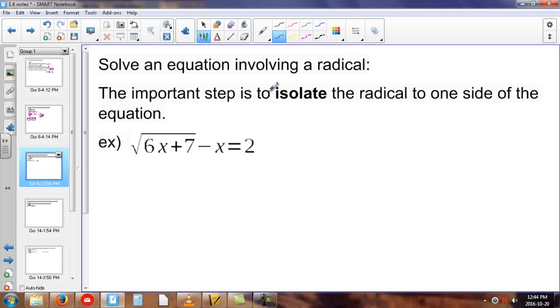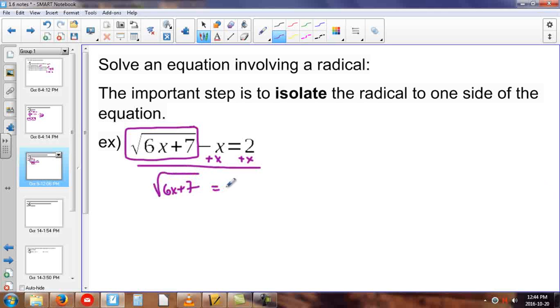Then we have another case where we're dealing with square roots or some sort of a radical in the problem. The first and most important thing is to make sure that the root is isolated. This is the root. I want it completely alone. I can't really move forward without taking care of that right now, so I'm going to move the x. So the square root of 6x plus 7 equals x plus 2. Now I'd like to get these x's together, but one of them's inside the square root. The only way to get rid of that is to square both sides.